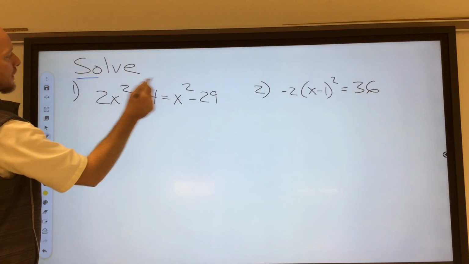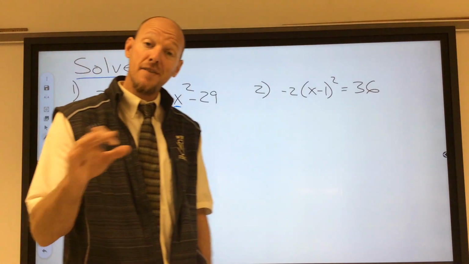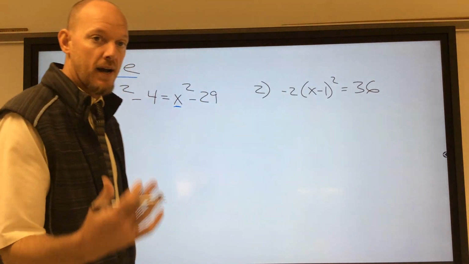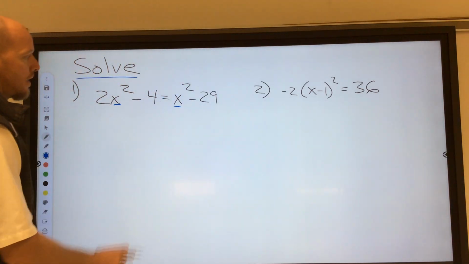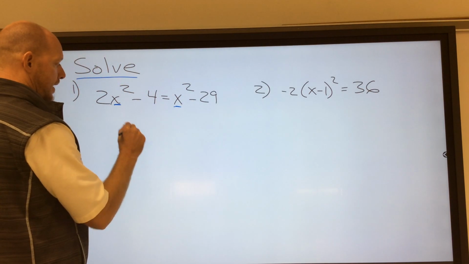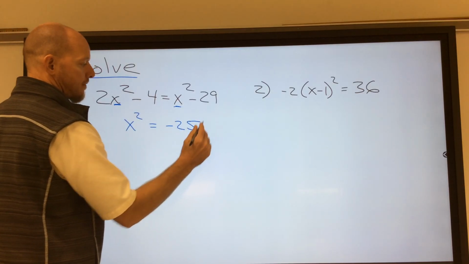So you can see here in our first example, we're going to solve. And I see I just have x squared. I don't have an x. So that's kind of like a tipping point or a look for me that tells me, hey, I'm going to use inverse operations. I'm going to subtract x squared from both sides to get an x squared. Add 4. That gives me negative 25.